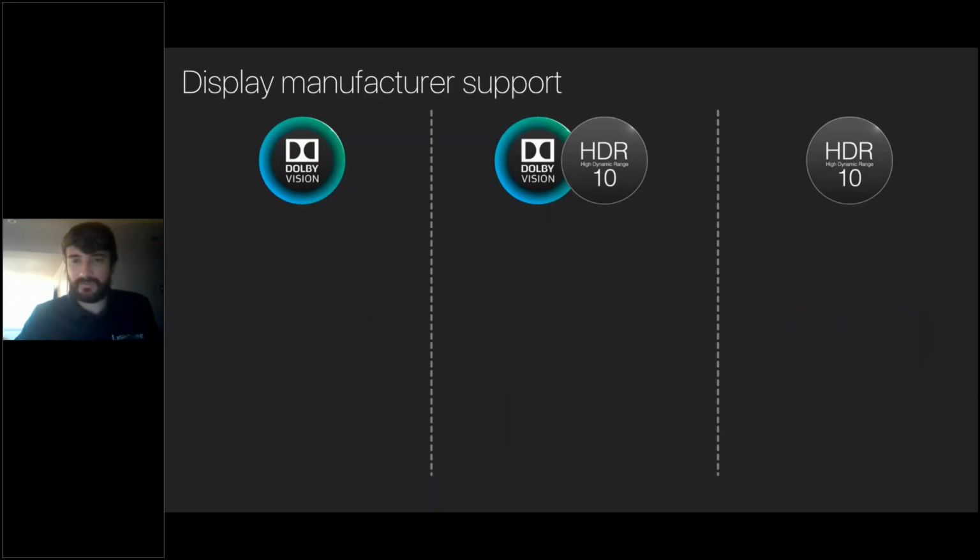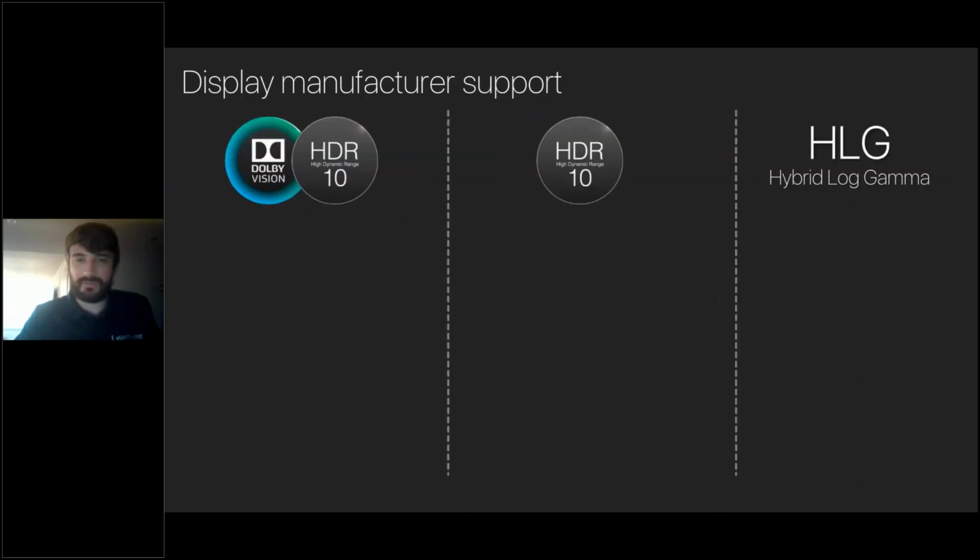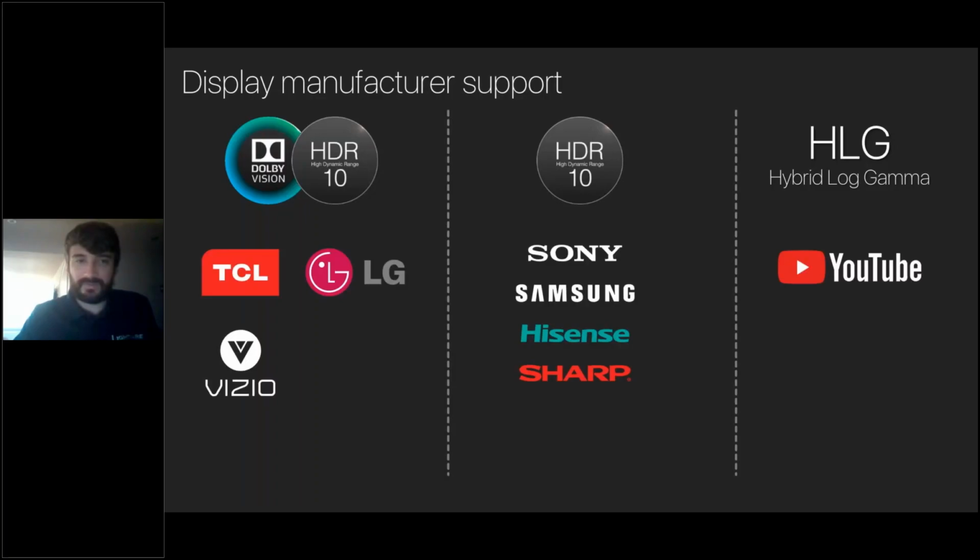From the display manufacturers, HDR10 is mandatory to support HDR, so it's not really worth looking at. The question is whether a TV supports Dolby Vision or not. This is the current list at the moment. So HLG is supported by YouTube for this backwards compatibility. And interestingly, for a long time, Blu-ray was only HDR10, but then they announced that they will also support Dolby Vision. So I guess there was some kind of deal made in the background.